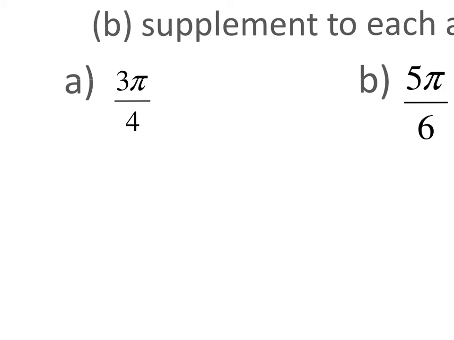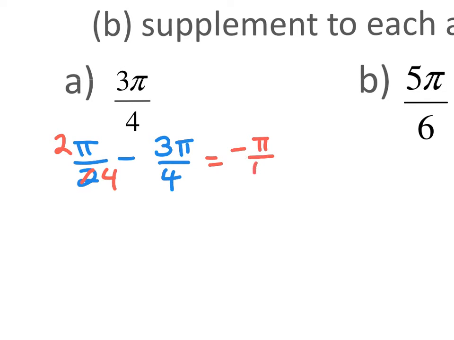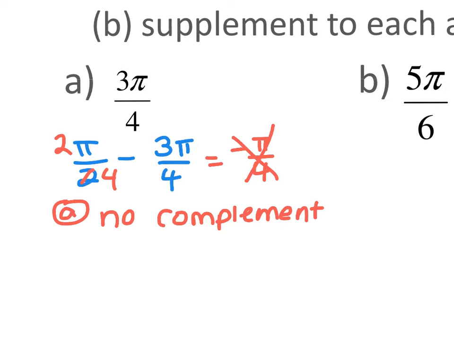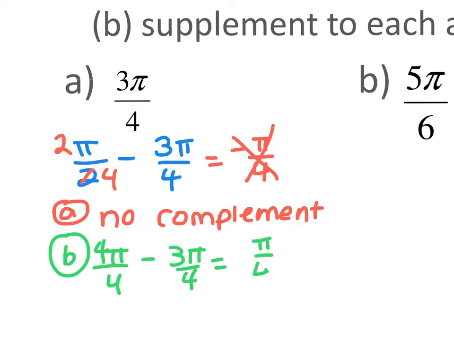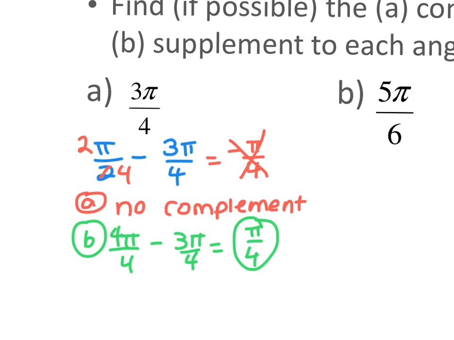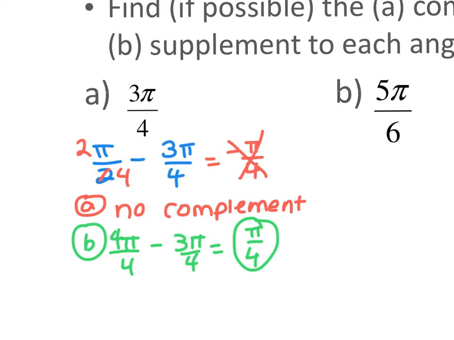If you don't catch it, then you do pi over 2 minus 3 pi over 4. This becomes 2 pi over 4 minus 3 pi over 4, and I get negative pi over 4. Remember, you can't have a negative complement, so A would be no complement. And then the supplement would be pi minus 3 pi over 4, which is 4 pi over 4 minus 3 pi over 4, or pi over 4. So there is no complement, and the supplement is pi over 4. You're doing pi over 2 or 90 minus the angle, and then 180 or pi minus the angle.